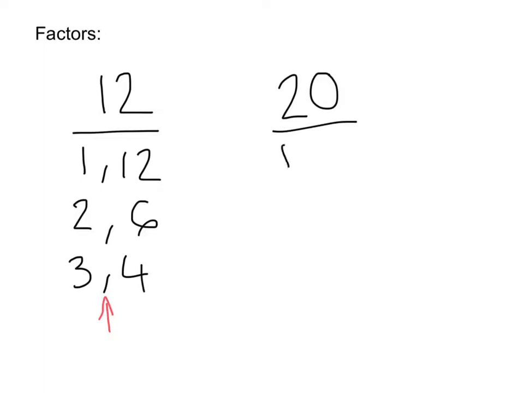Looking at a different one, if we look at 20, well the factors of 20 again, of course 1 and 20. It's even, so 2 and 10. 3 doesn't go into 20 but 4 does, 4 and 5.